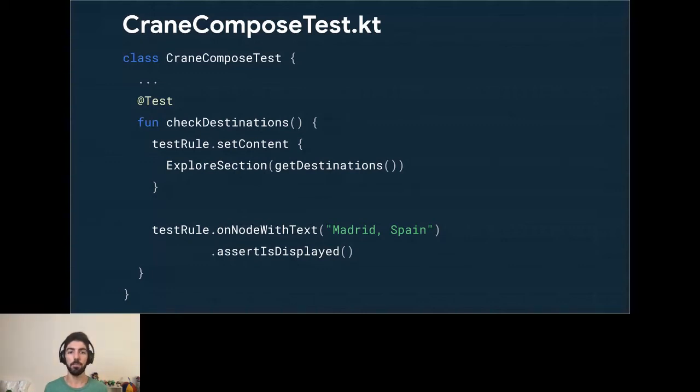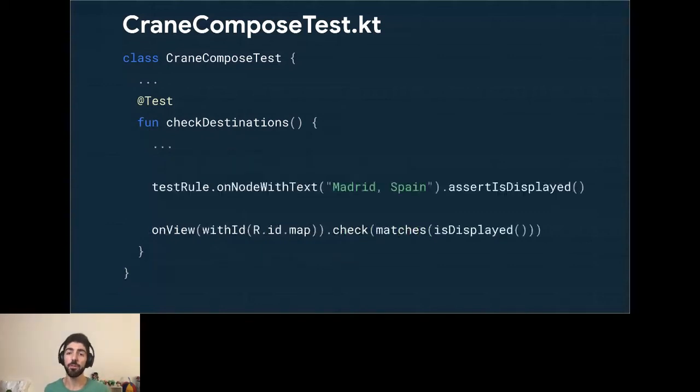So in this case, for example, in the node that says Madrid, Spain, I want to assert that it's being displayed. But you can also use Espresso for the view system. You can use both frameworks at the same time to test the application. So for example, if we wanted to test that the map view was on the screen, we can use Espresso APIs, as you can see on the screen. And the thing here is that Espresso is going to wait for Compose to become idle. So they are in sync, they communicate, and they are working perfectly fine. But what if we wanted to test something more complicated?